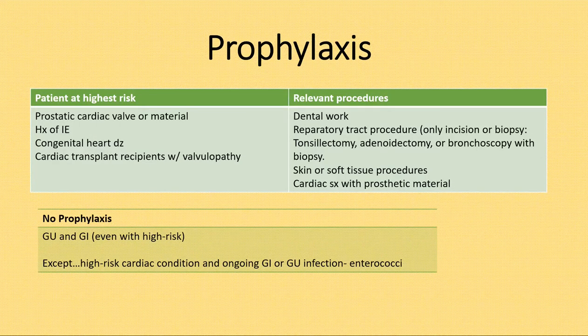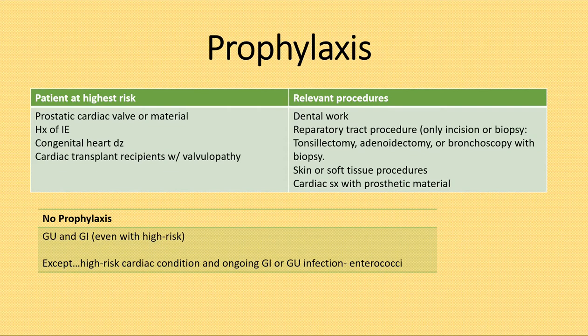When we consider prophylaxis, we're going to consider it when the patient meets two criteria. First, when there is the highest risk of infective endocarditis: the patient has, for example, a prosthetic cardiac valve or any kind of material inside of the heart, when the patient already has a history of infective endocarditis, when there is any kind of congenital heart disease, or when the patient has received a cardiac transplant, but that transplant has a valvulopathy.